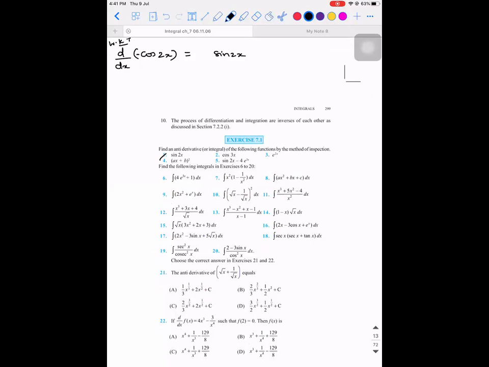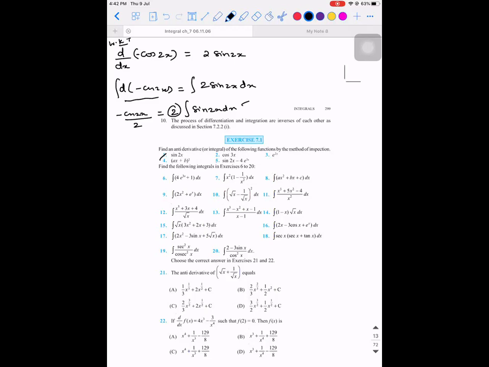Is that all? It is 2 sin 2x. So derivative of minus cos 2x will be equal to 2 sin 2x dx. Integrating on both sides, what will I get? Minus cos 2x is equal to 2 times the integral of sin 2x dx. This is the question. So 2 will come to the left hand side, so the answer will be minus cos 2x divided by 2.